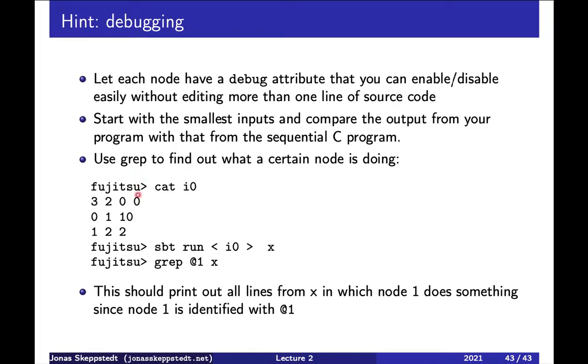What it does is look for a string on each line, and it prints each line with that string. So if you run your program and save the output in a file and have enabled the debugging output, then you can search, for instance, what is happening with node 1 using this string, since at 1 is the printout for anything that node 1 does. Okay, so that's a hint.